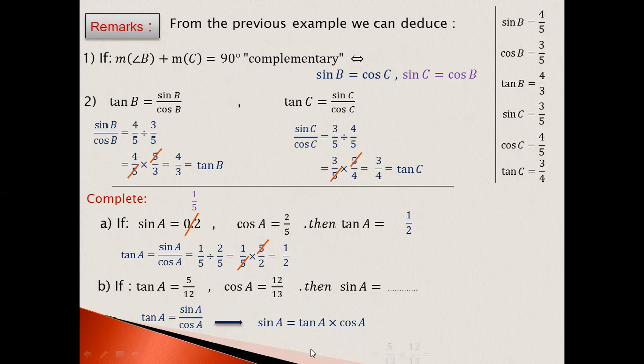Tangent of the angle A is 5 over 12 and cosine of the angle A is 12 over 13. We can divide by 12 up and down. It's going to be 1 and 1 here, and the final result is going to be 5 over 13. That means sine of the angle A equals 5 over 13.